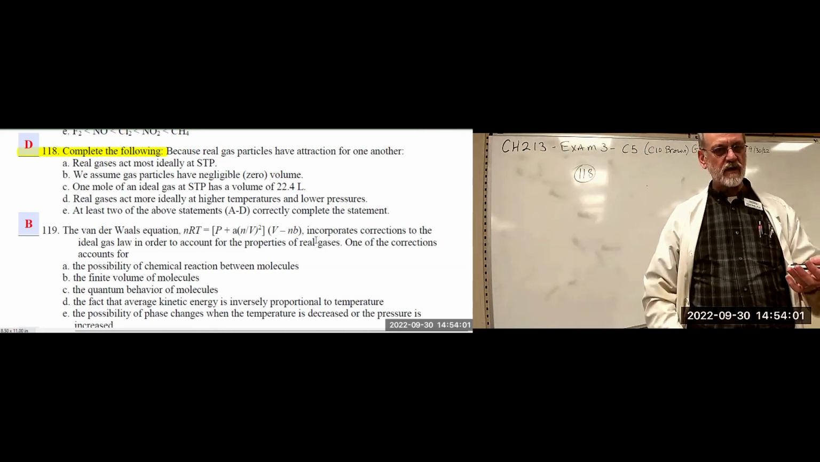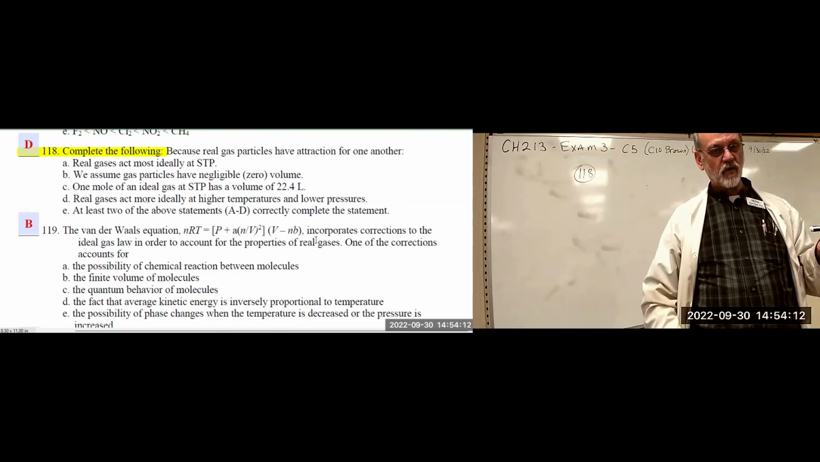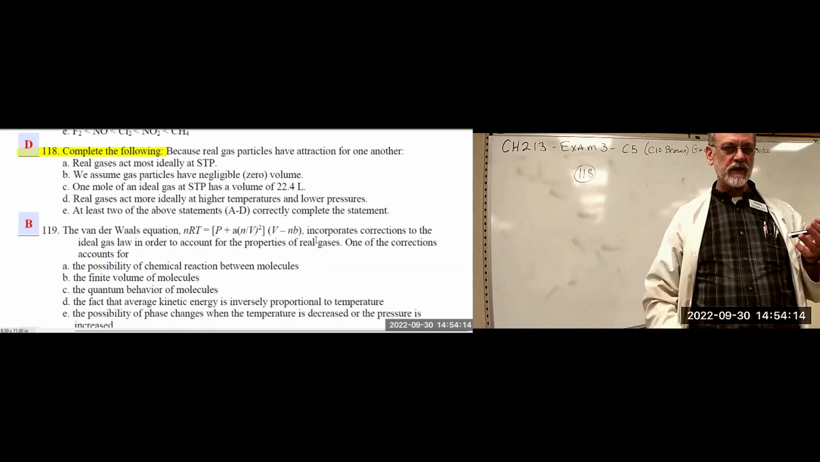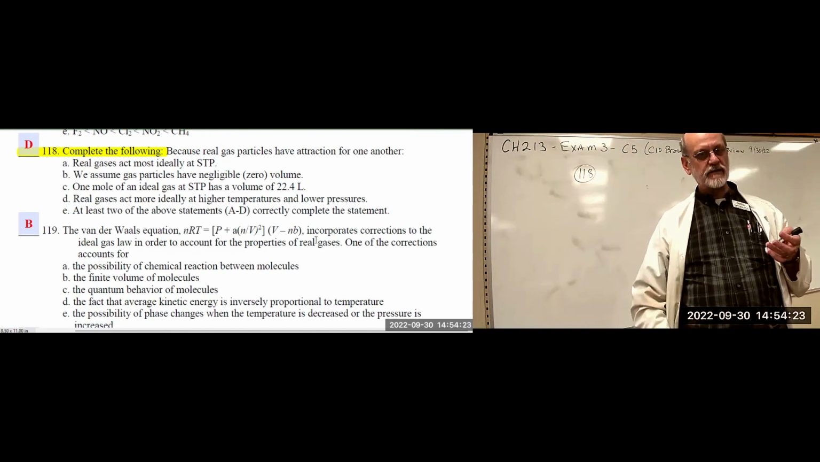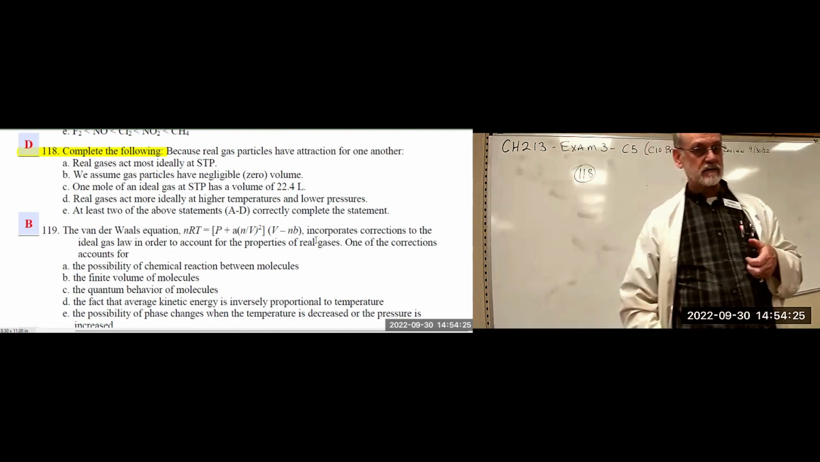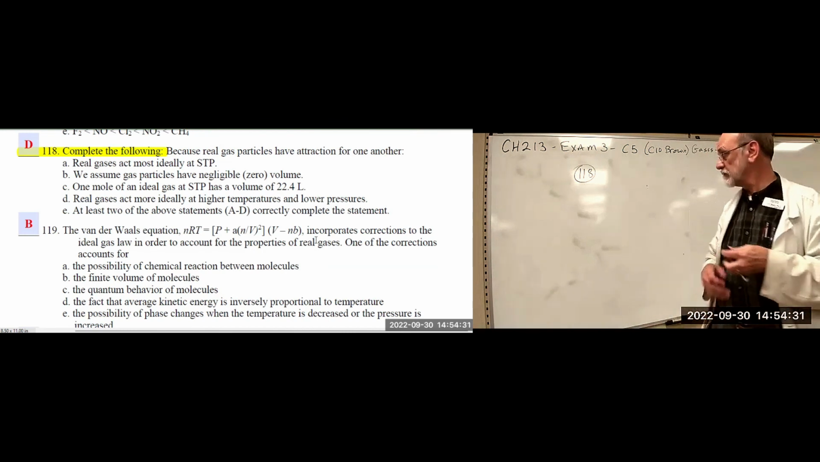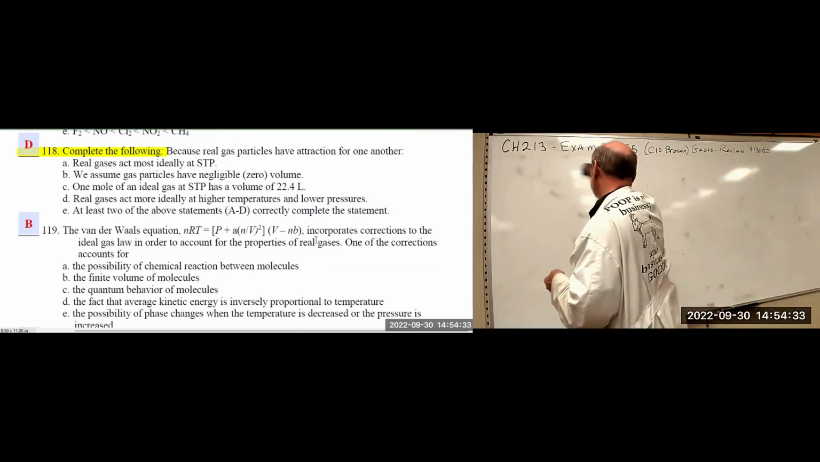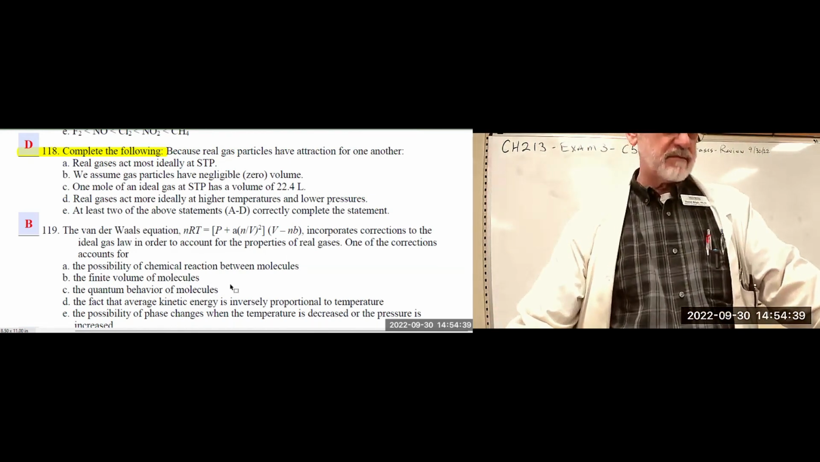Because they have attraction has nothing to do with real gases act most ideally. Or B, we assume gas particles have negligible volume. That's nothing to do with attraction. 1 mole of an ideal gas has 22.4 liter volume. No. Real gases act more ideally at higher temperatures and lower pressures. Yes, that's the best answer. D. That's kind of a tricky one, actually. I mean, if you overthink it, then you could get in trouble.